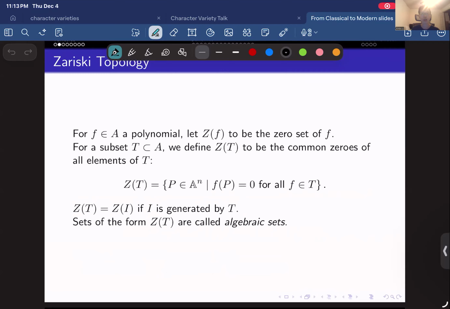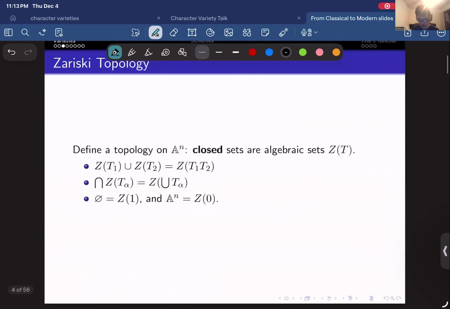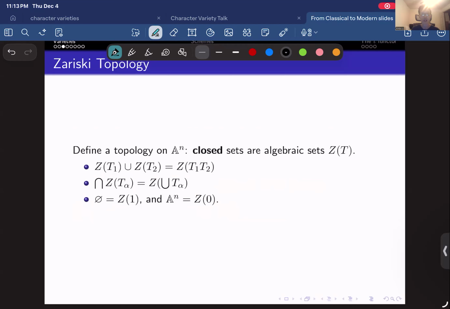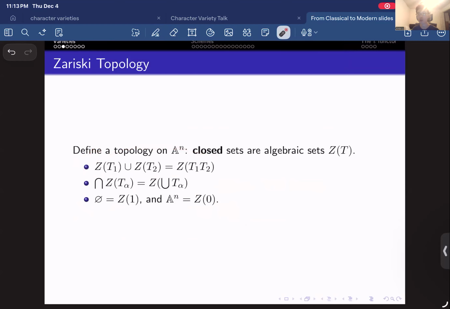So for a polynomial f, let Z(f) be the zero set of f. And for a subset T of A, we can define Z(T) to be the common zeros of all elements of T. And this is the explicit formula for it. Z(T) equals Z(I) if I is generated by T. Sets of the form Z(T) are called algebraic sets. I define a topology on this affine n-space by declaring the closed sets to be the algebraic sets of the form Z(T). By the following observations, you can see that it is a well-defined topology, so I'm not tricking you.